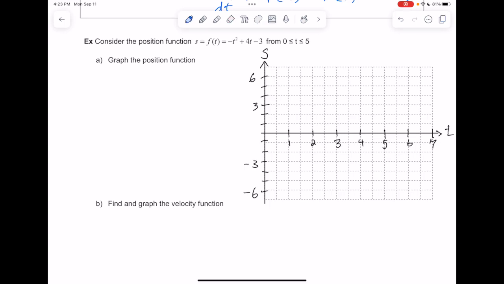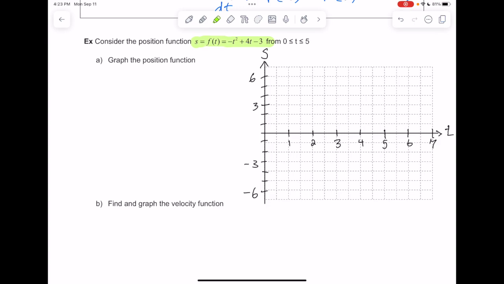So consider the position function s equals f of t is negative t squared plus 4t minus 3. And we're looking at an object moving over a time interval from 0 to 5, and they want us to graph the function. So the first thing I want to do is think about, do I know what kind of function this is? What really catches my attention is that there's a t squared, a t to the first, and a constant. And a function like that is a parabola.